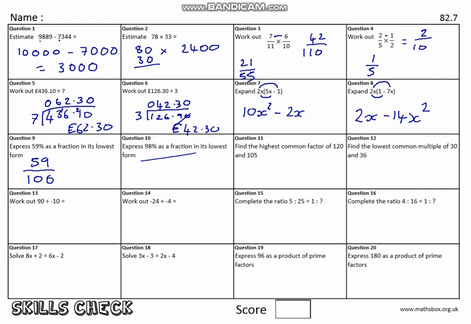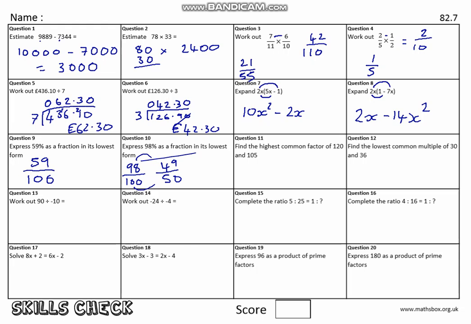So now it wants us to express 98% as a fraction in its lowest form. So we start by going 98 out of 100. Now let's see how we can go. So we know that we can simplify this, can't we? So let's halve both of them. So half of 98 is 49 out of 50. Now I don't think we can go any lower than that, can we? So that'll be our final answer there.